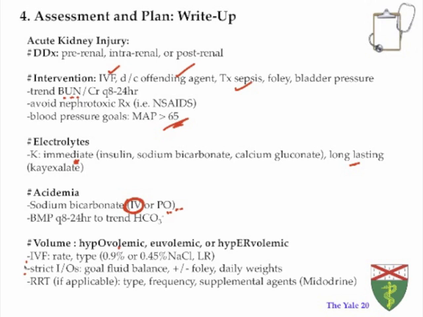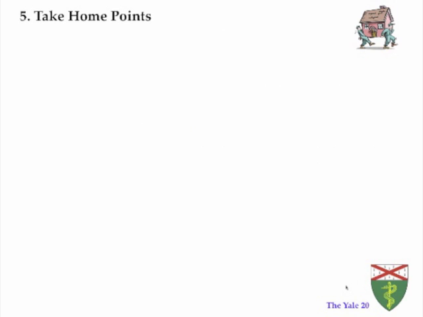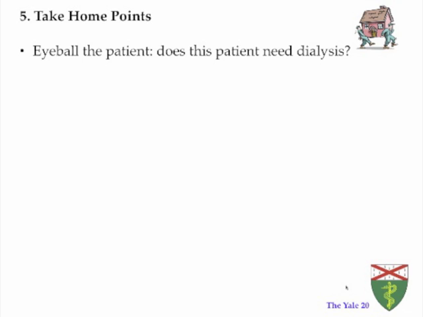This includes from their urine output, oftentimes with a Foley, but also through their daily weights. We think of that especially in our patients with CHF and cirrhosis. Finally, if they're getting renal replacement therapy or hemodialysis, we want to think about the type, the frequency, and any supplemental agents during hemodialysis, including midodrine. So that's it, guys. Let's review some take-home points. So first off, when it comes to this patient with acute kidney injury, let's eyeball them.